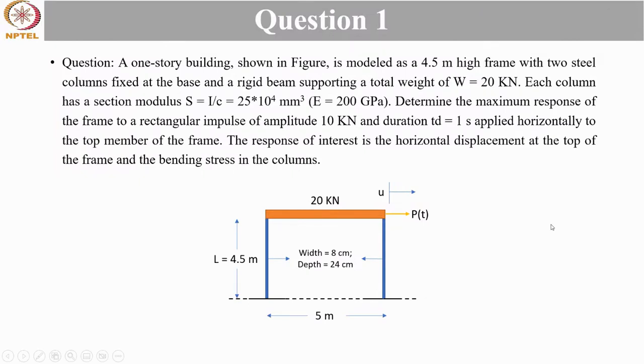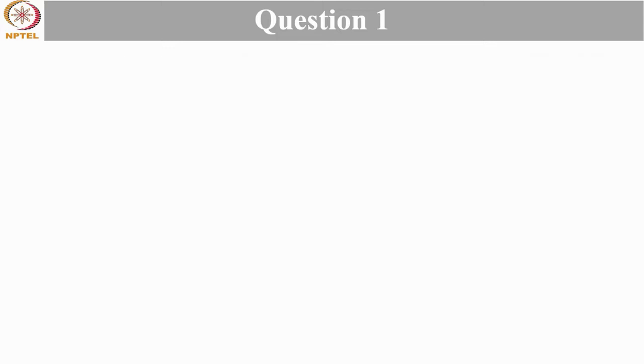Okay, so let's see the solution now. So what are the things given in the question? We know the height of the frame. We know the section modulus of the steel frame and the modulus of elasticity. We know the weight of the base, that is 20 kilonewton, and we know that a rectangular impulse of 10 kilonewton is applied for a small duration of 1 second initially to the frame. And we need to find the displacement response and the bending stress in the columns.